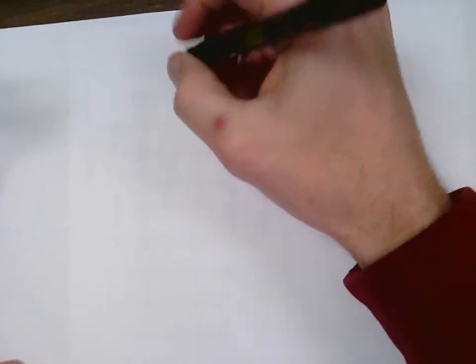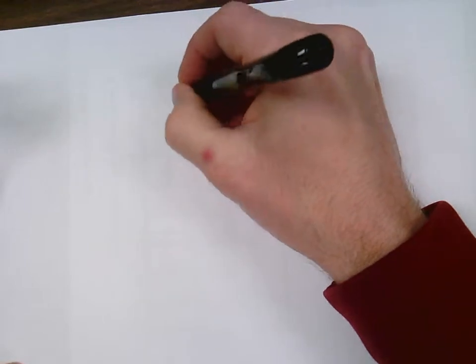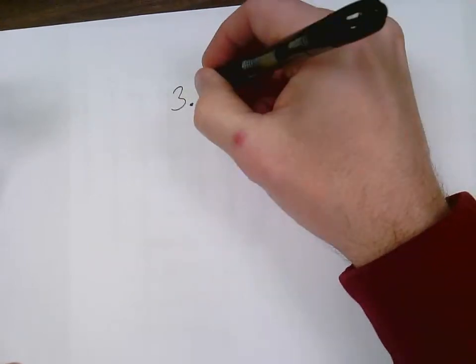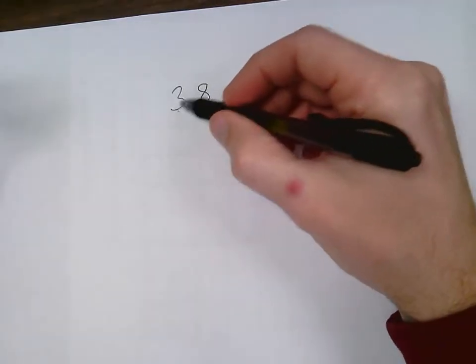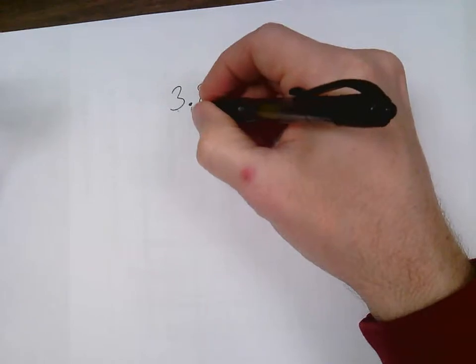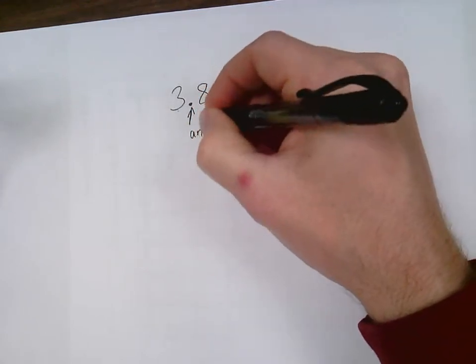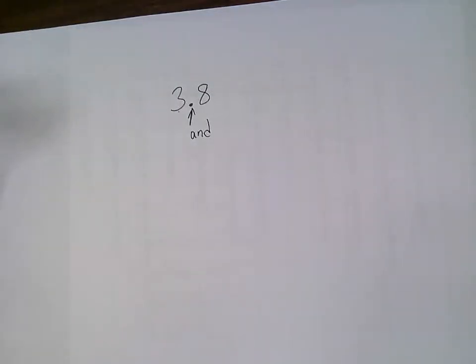Today we're going to talk about how to read decimals. So right here I'm going to write down 3.8. Now 3.8 is not the correct way to read this. We're actually going to say 3 and. Whenever we see a decimal point, we say and, and that's the only place we ever say and in a number.